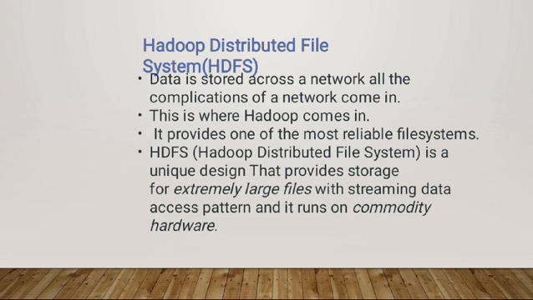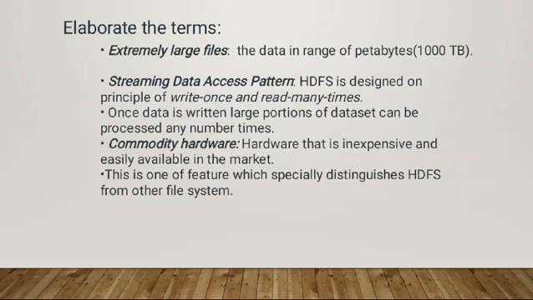Hadoop Distributed File System is a unique design that provides storage for extremely large files with a streaming data access pattern, and it runs on commodity hardware. It is designed to handle big data, and it's built to overcome challenges that traditional databases face. Hadoop Distributed File System is fault tolerant and can run on commodity hardware. Elaborate the terms: extremely large files, the data in the range of petabytes.